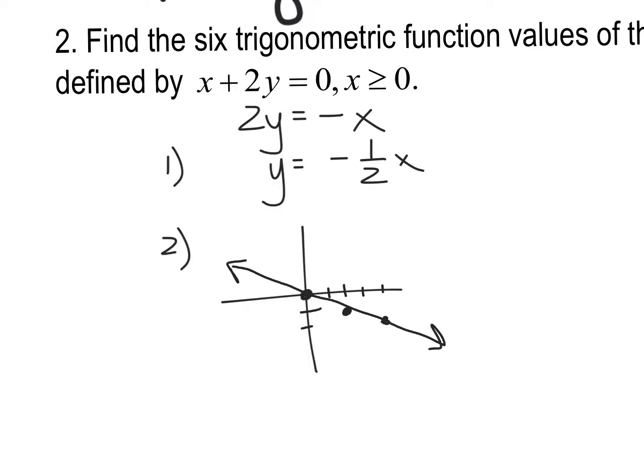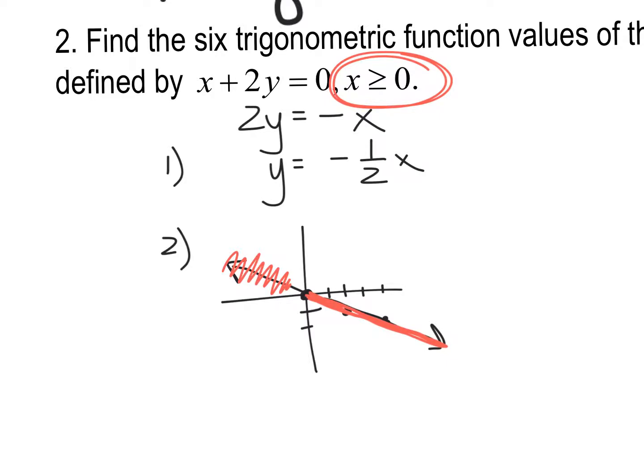But we have this weird thing, x greater than or equal to 0. That means I'm only looking at the positive x-axis. So forget about this part of the line. And this is the terminal side of my triangle. Okay, so this is my step 2.